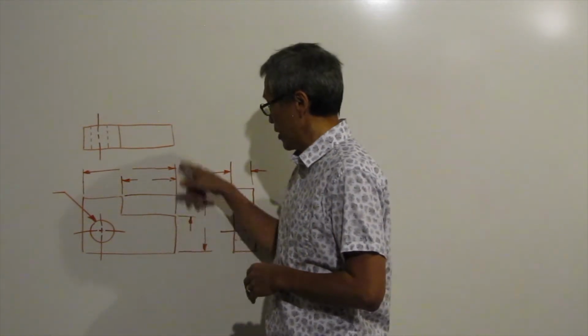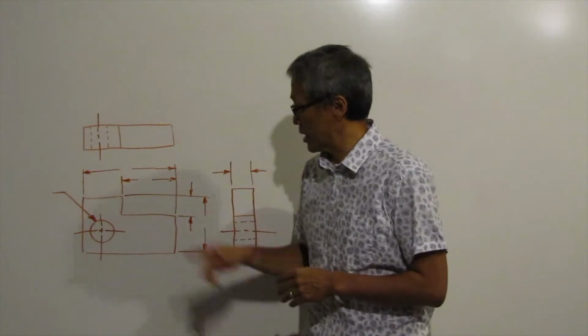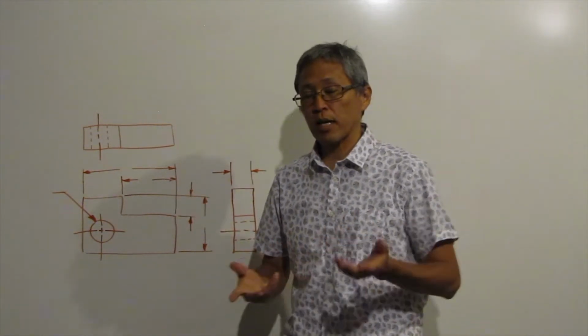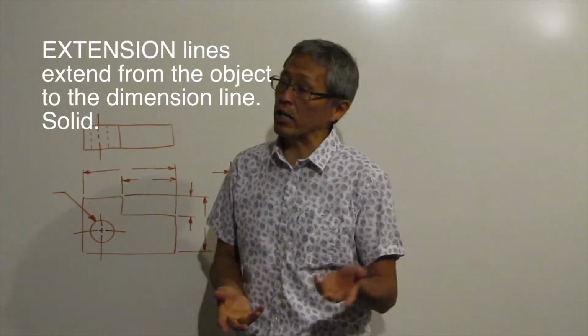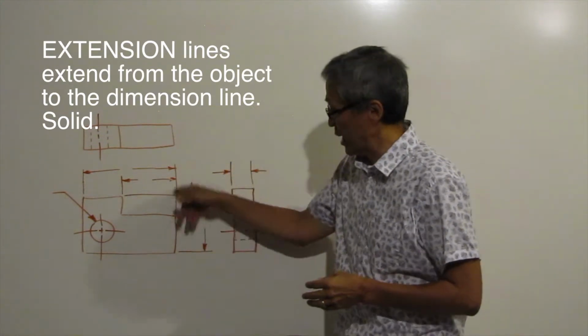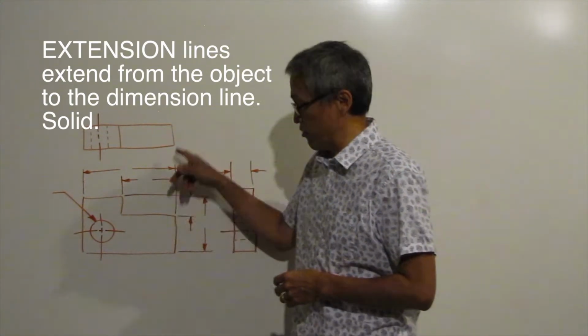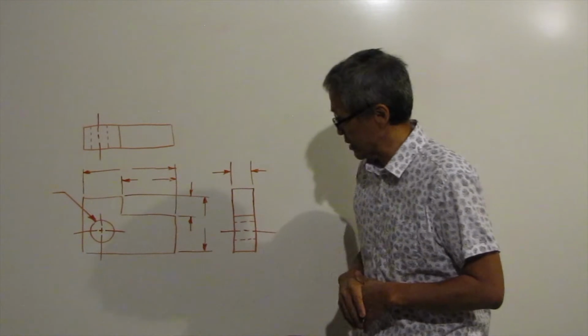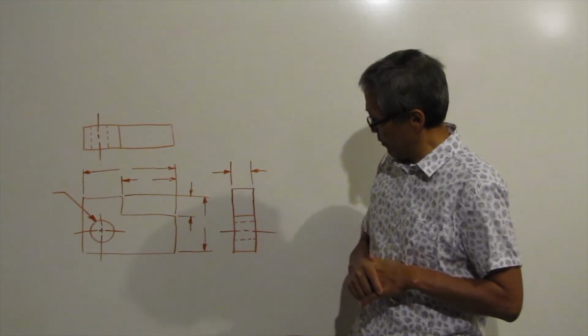Those would be called, like I said, they extend out from the object to the dimension line. Those would be called, yeah, I know it's tougher, but those are called extension lines. They extend out from the object. Extension lines. All right, what else do we have here?